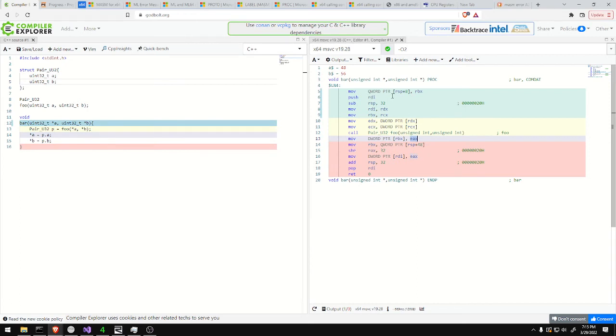EAX. Wait, hold on. So let's read the whole thing. It stores, wait a minute. Why isn't it allocating? Why is it doing this? Why didn't it subtract RSP first? Can someone explain that to me?